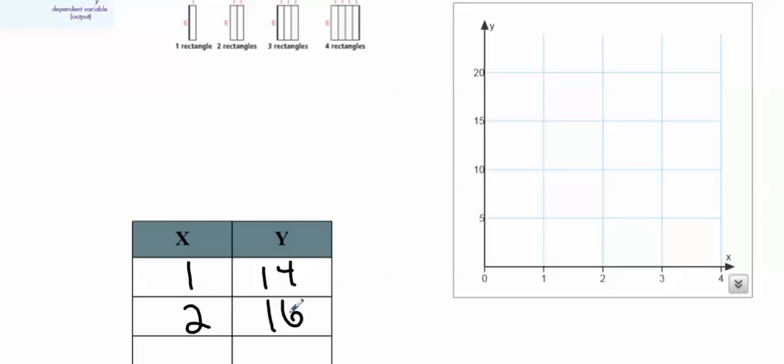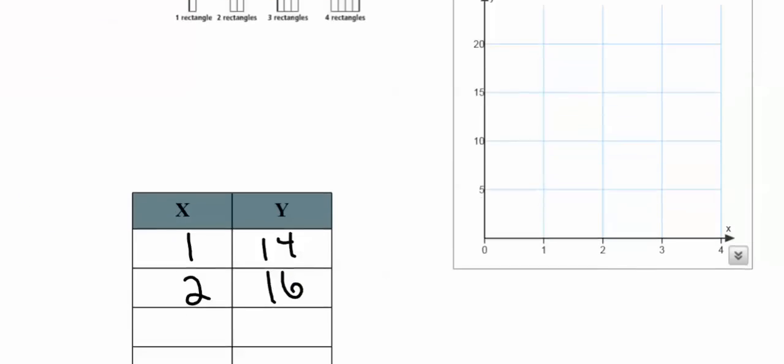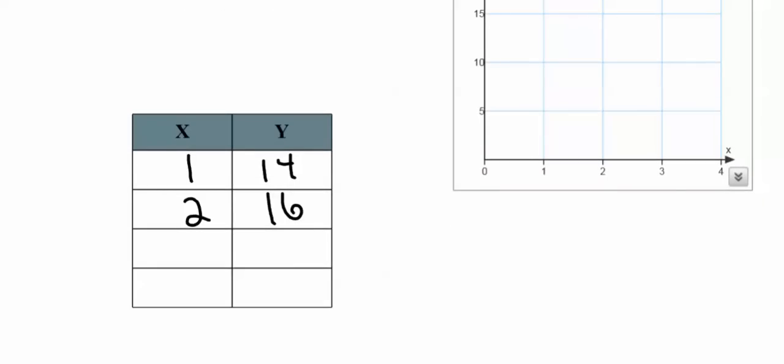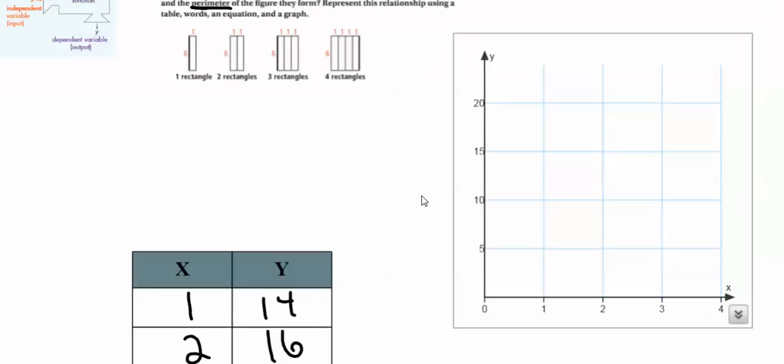And then three rectangles makes it a 6 by 3. So if I do 6 times 2 and 3 times 2, I get a 3, and I think I get an 18. And if I do 4 rectangles, I have to add 2 more, so that's a 4 by 20. So there's my table that shows that. Before I graph it, I want to see if I can do it in words or in an equation.